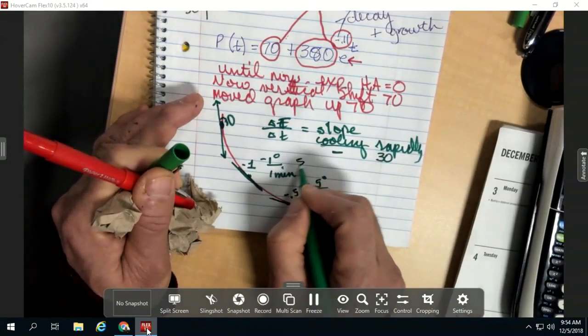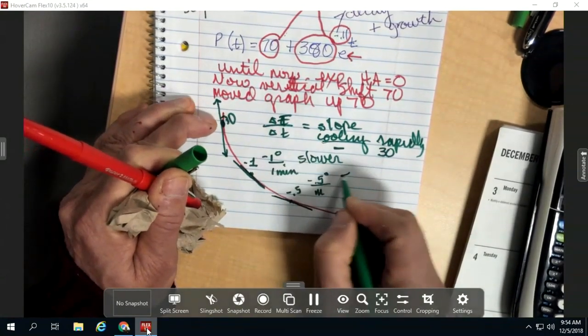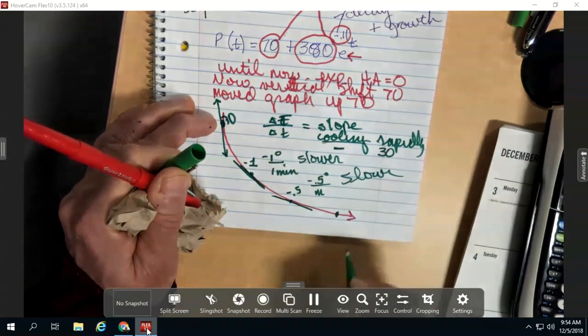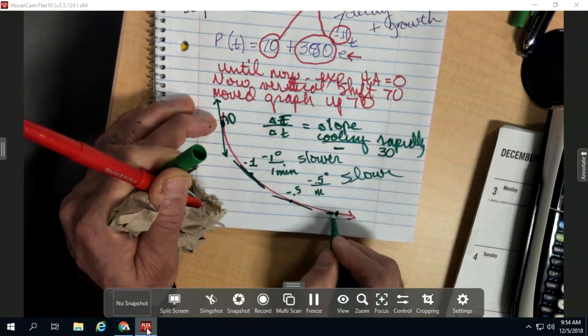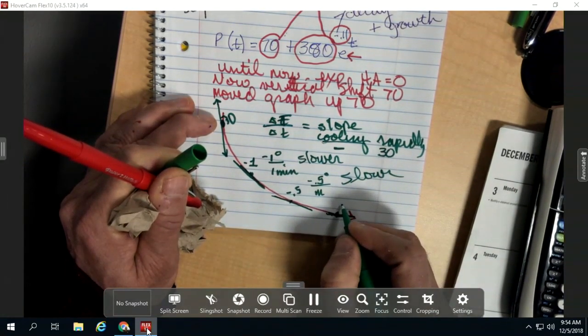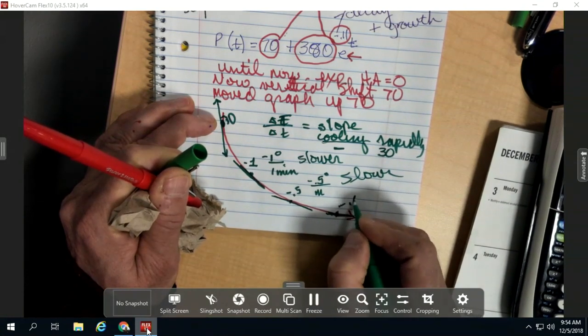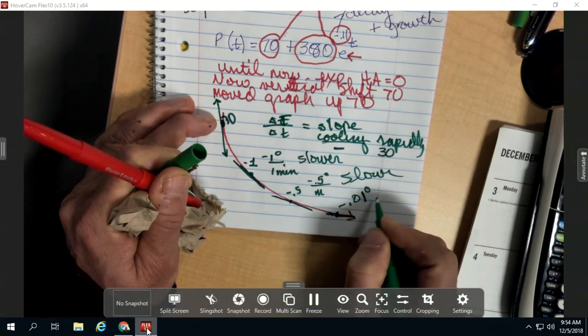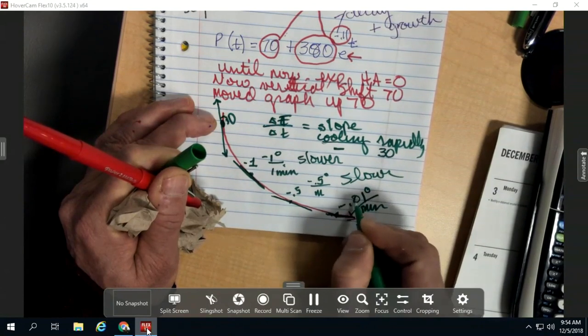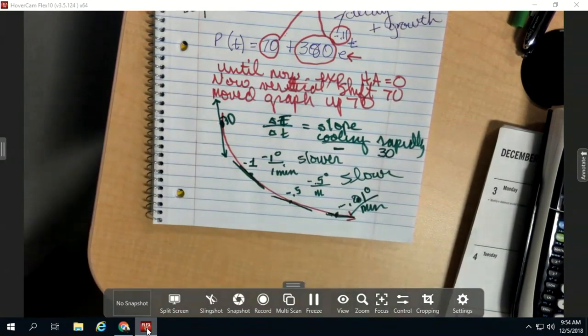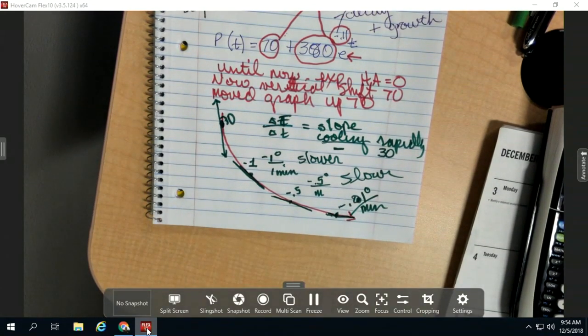So it's cooling slower and slower, right? And finally, negative 0.1 degrees per minute. It's only going down by 1/10 of a degree per minute. Eventually, it will be going down at 0 degrees per minute. We'll do the math when we come back, just so that we can see how that works.